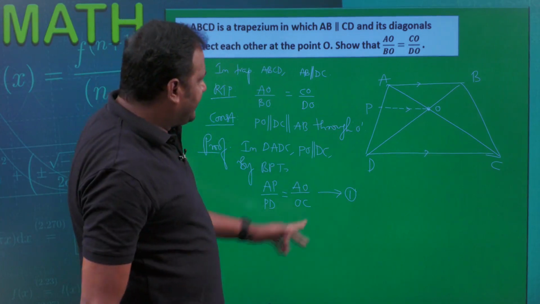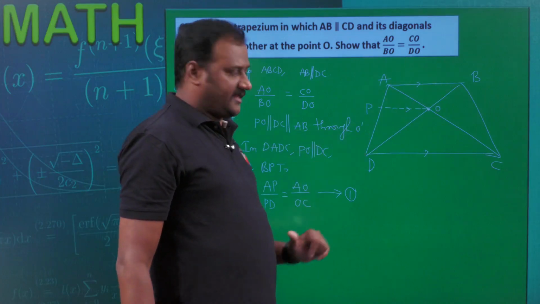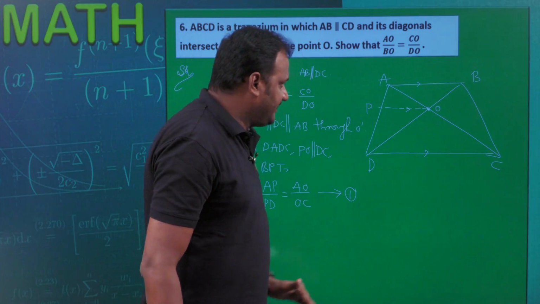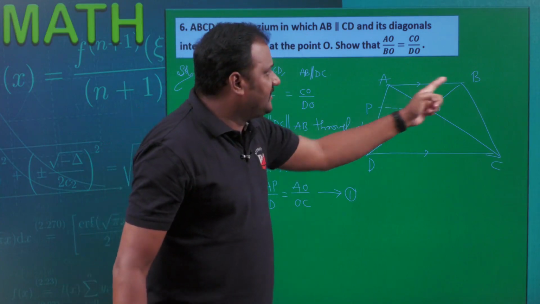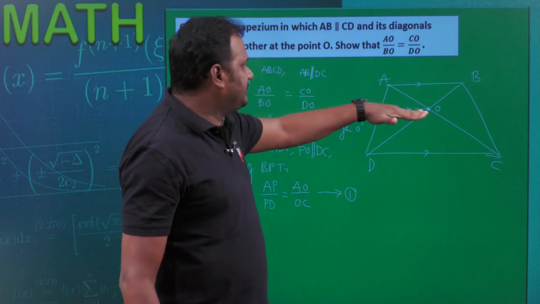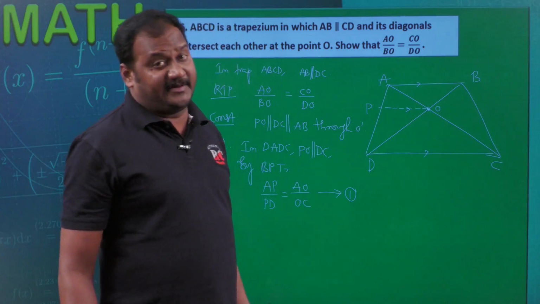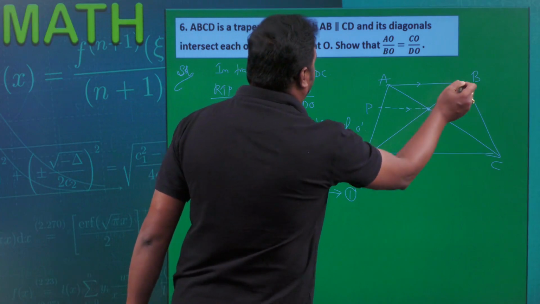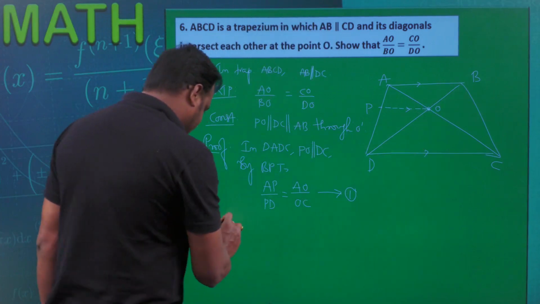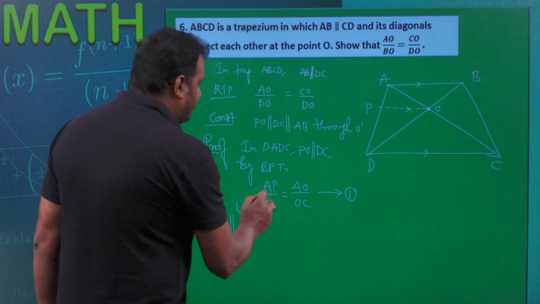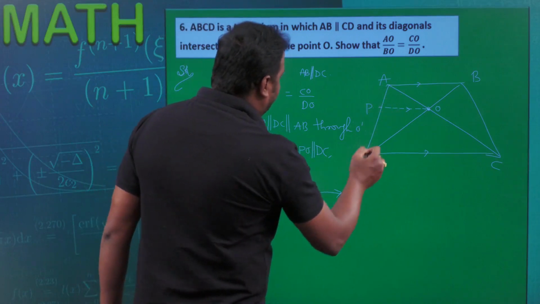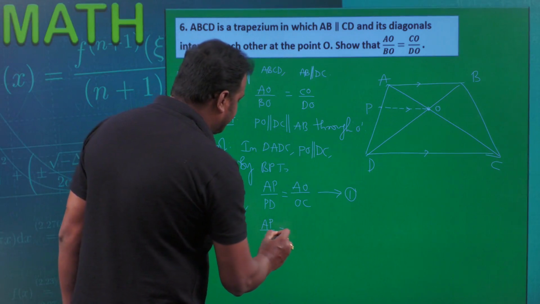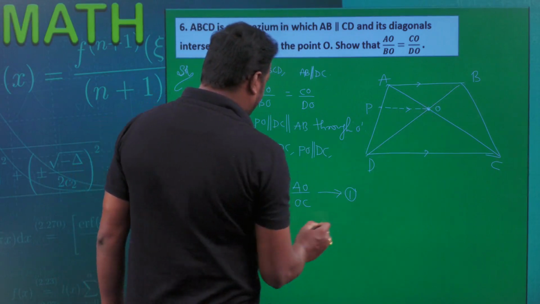Similarly, I am going to take triangle DAB. Now see this triangle DAB. In this triangle DAB, again PO is parallel to AB, right? If PO is parallel to AB, again by basic proportionality theorem, we can say that AP by PD is equal to BO by OD. So similarly, AP by PD is equal to BO by OD.